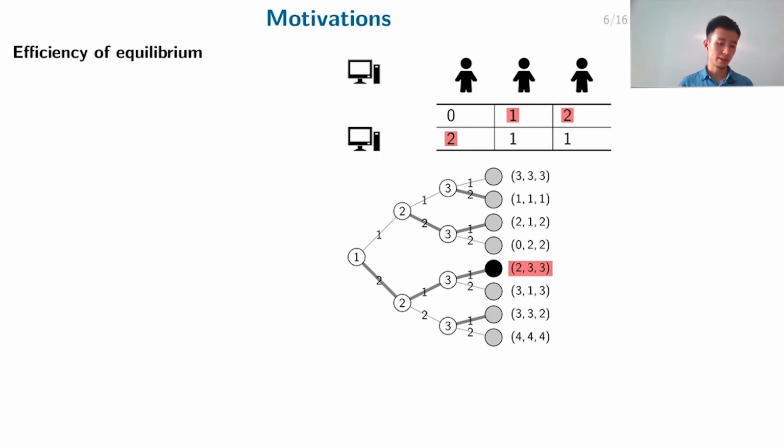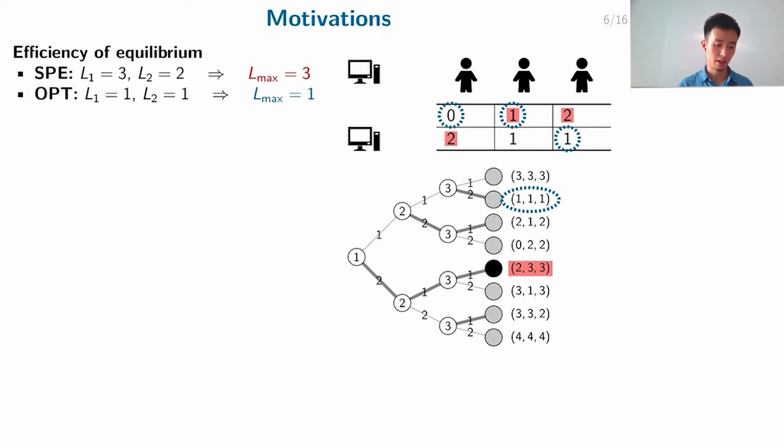Then let's also see the efficiency of the equilibrium. In the equilibrium, the load of machine 1 is 3 and the load of machine 2 is 2, so the maximum load is 3. The maximum load is also called the makespan. However, we can see that the other solution has a makespan of 1, which is the minimum possible. So in view of the social cost, the makespan, the SPE is rather bad in this example.